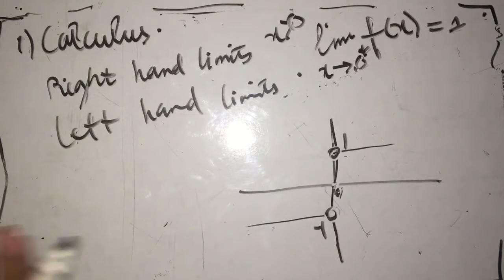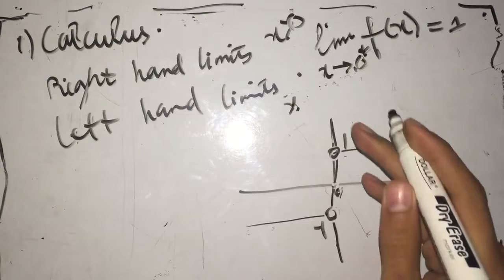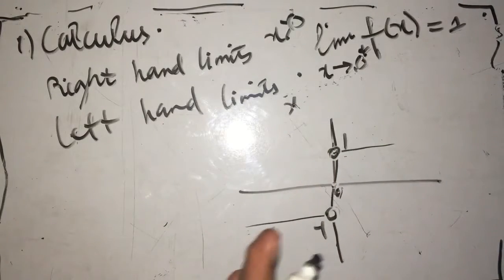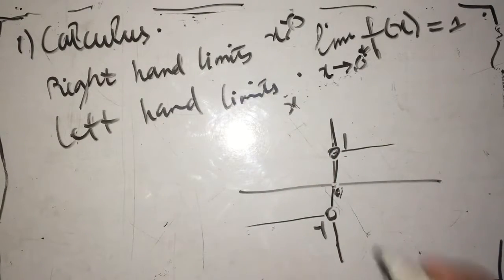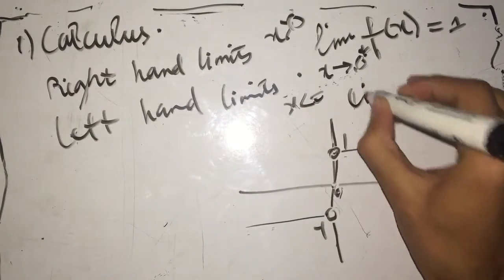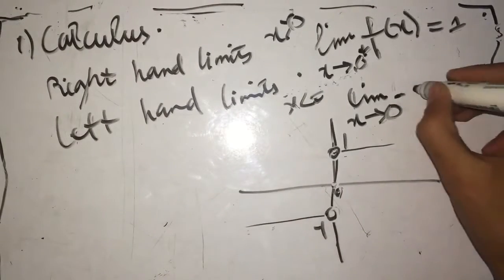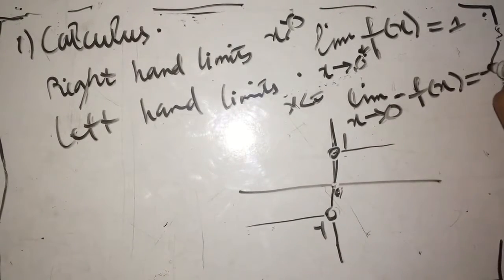But when we approach x equals 0 from the left side, then x is smaller than 0, because 0 is positive and x is going to be negative, because we are approaching it from the left side. So when x is smaller than 0, the limit as x approaches 0 minus, because it's approaching from the left side, f of x equals -1.